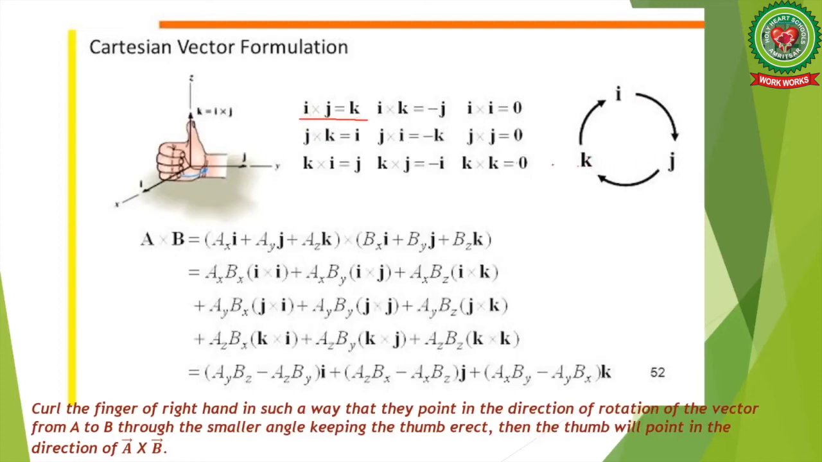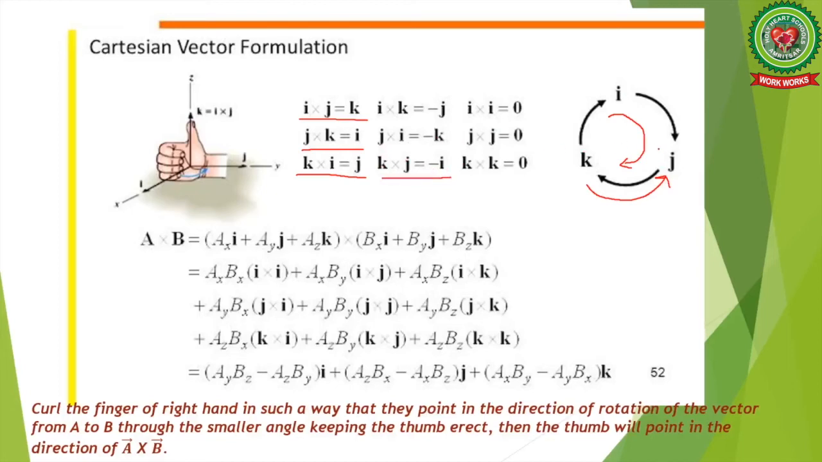j cross k will give you the i vector next. Similarly, k cross i will give you the next vector, the j vector, when we are going in the clockwise direction. Remember the direction also. But if we change the direction, the sign will change. For example, k cross j will give me the i vector, but with a negative sign. You have to put the negative sign.